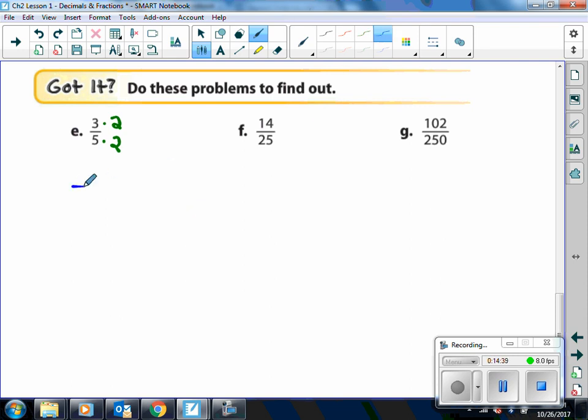How about letter F? What can I make the 25 into so it will be easy for me to change it to a decimal? 100. Very good. So here, I'm going to multiply the 25 times 4 and the numerator times 4. So when we do that, we end up with 14 times 4 is, good, 56. And 25 times 4 is 100. So 56 over 100 written as a decimal is 0.56. Very good. All right, how about you guys do letter G, and I'll show you the solution afterwards.